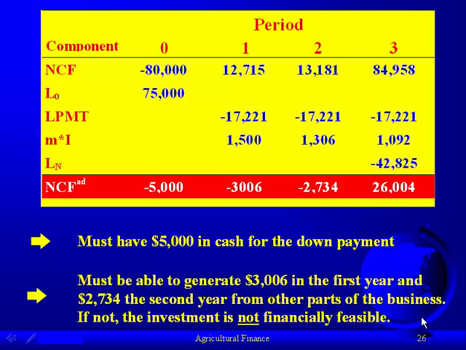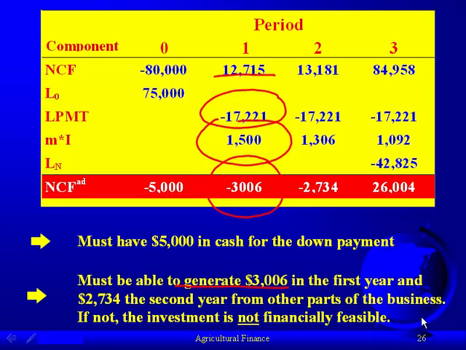What else do we know? Look in this first period. After taxes, this irrigation system in the first year generates $12,715 a year. Nice, right? Pretty good returns. But notice that we have to pay $17,221 to the bank. Well, that's offset a little bit because it's tax deductible. But that year in net, we have a deficit of $3,006. Even though this is a profitable investment, we have a $3,000 deficit. That means the farmer needs to generate at least $3,006 in the first year to cover that deficit.